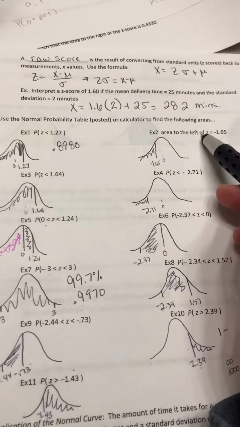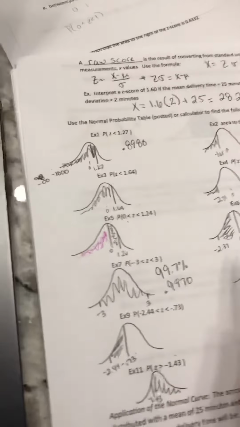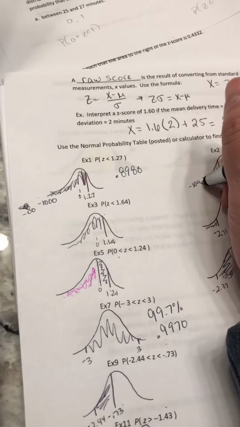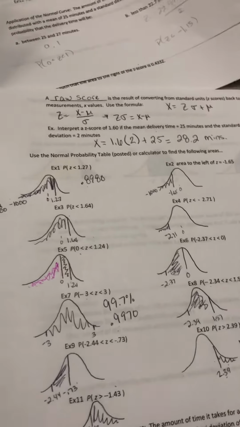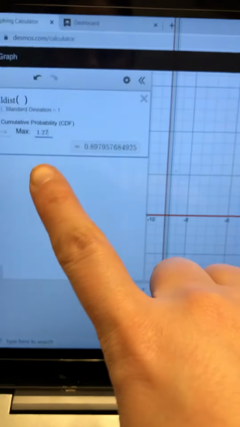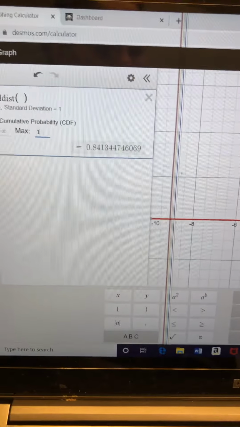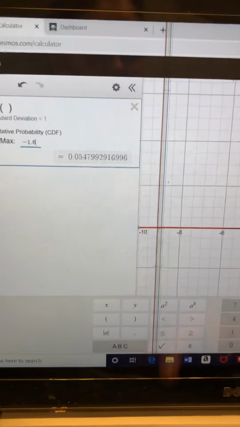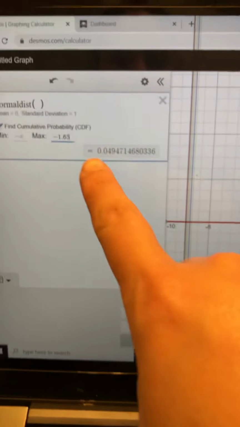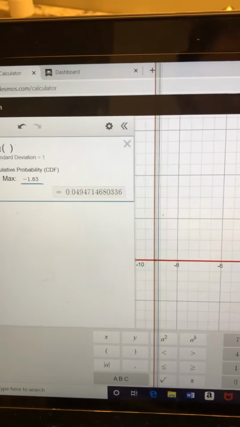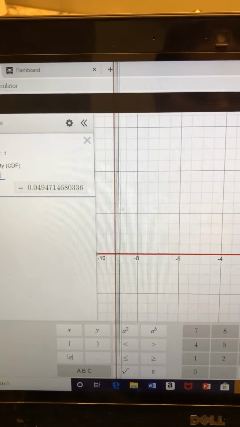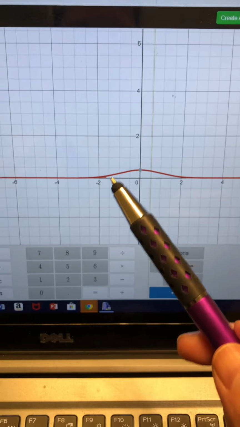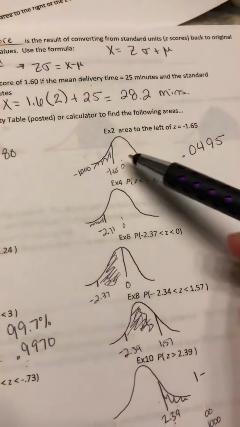So the next one's area to the left of z is equal to negative 1.65. So again, if you're using the calculator, you got to type in negative 1,000. Desmos lets you do the infinity. So all I'm going to do is change our max to negative 1.65. And it tells me it's 0.0495. Like I said, you always round to 4, and it shows me my graph. So there's my little hand sketch.